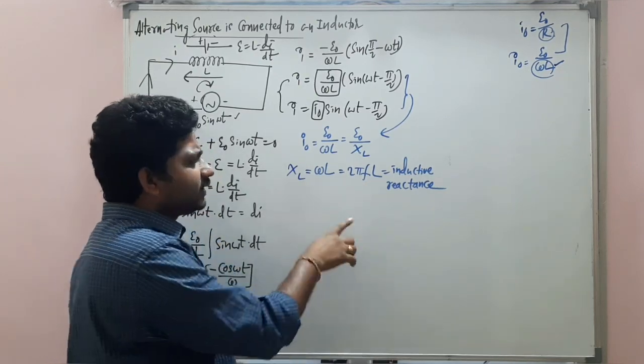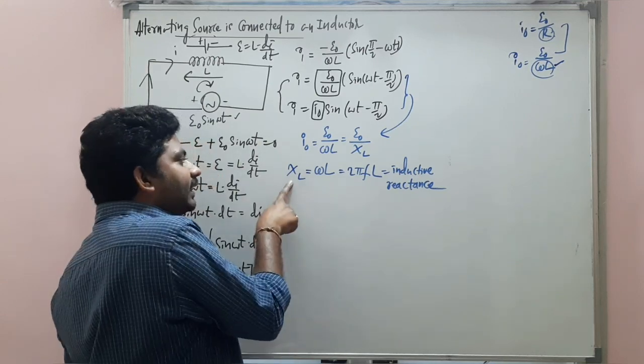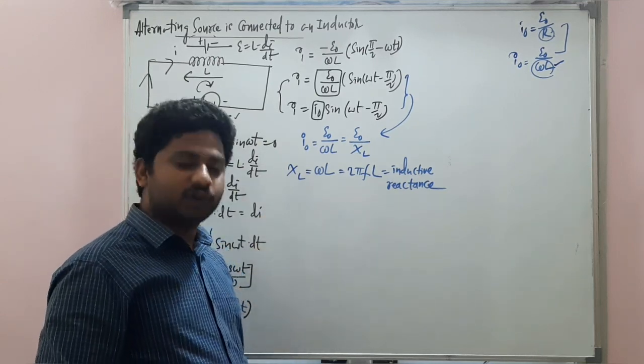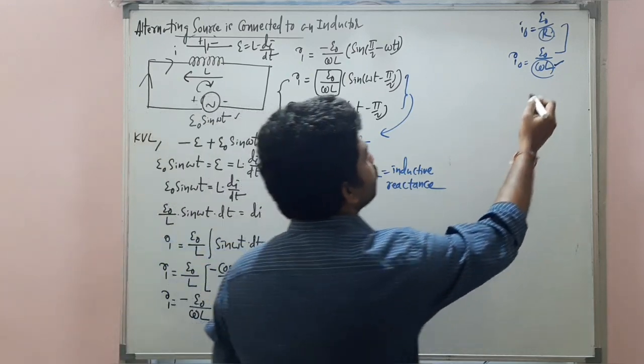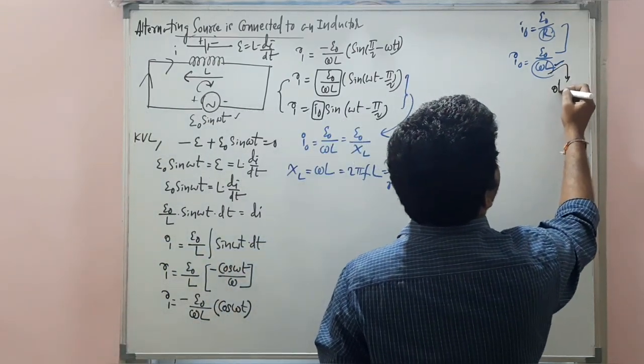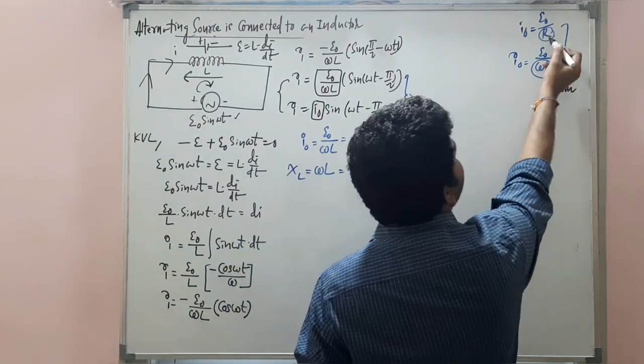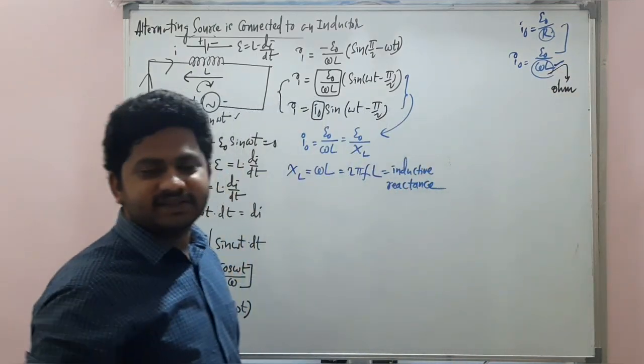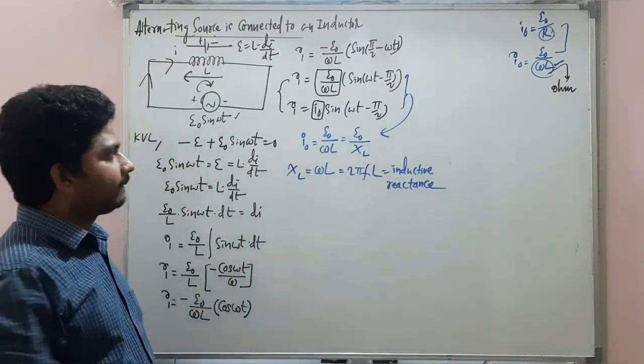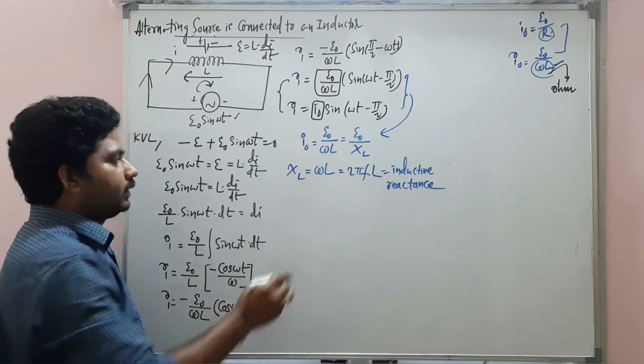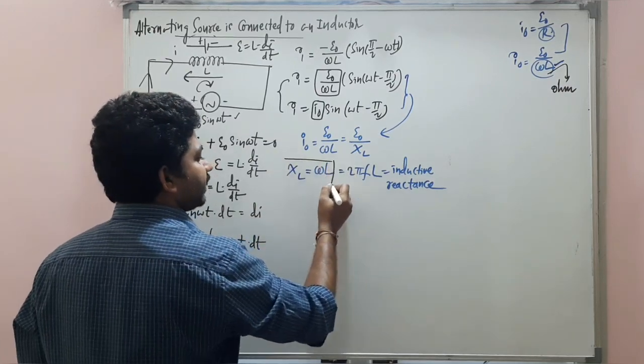You need to find the inductive reactance. And this inductive reactance, you get the units in ohms. That's an important thing, right? You get it in ohms because it is similar to the resistance only. SI unit of resistance is ohm. Okay, keep it aside.